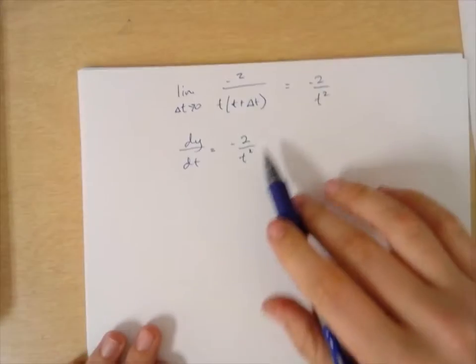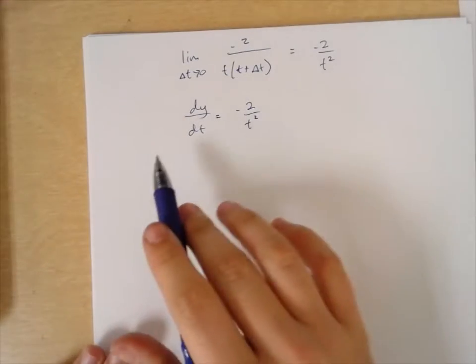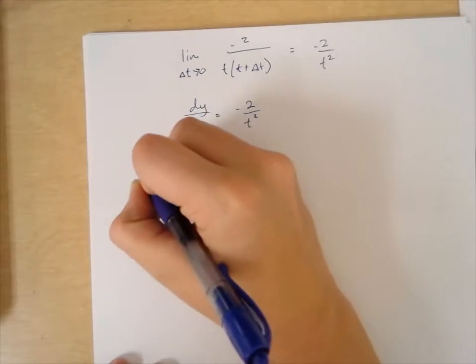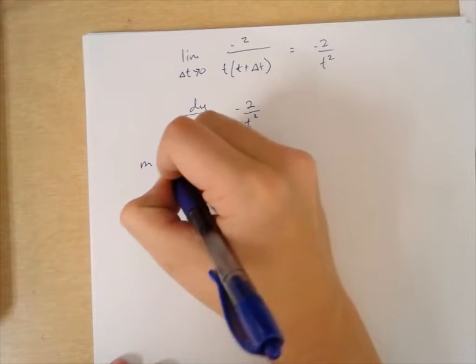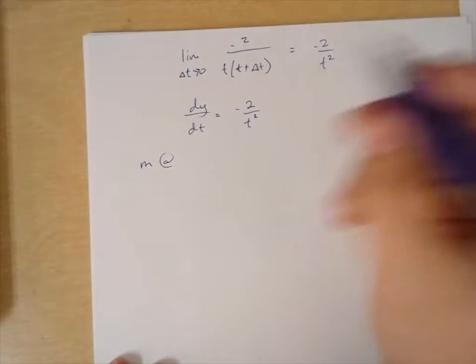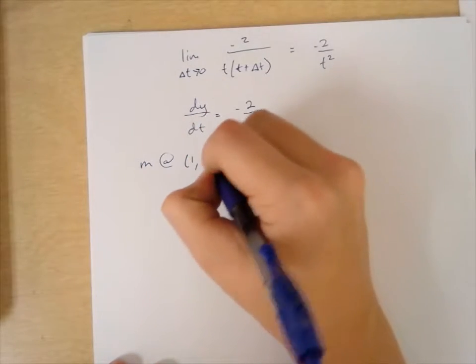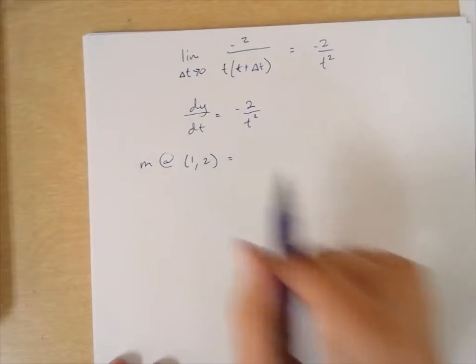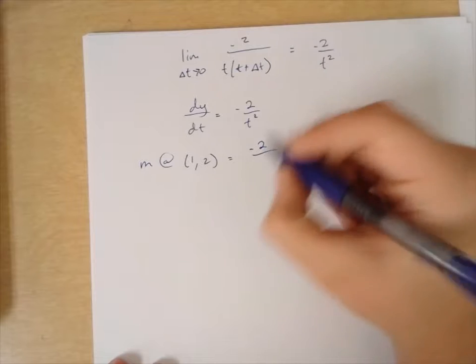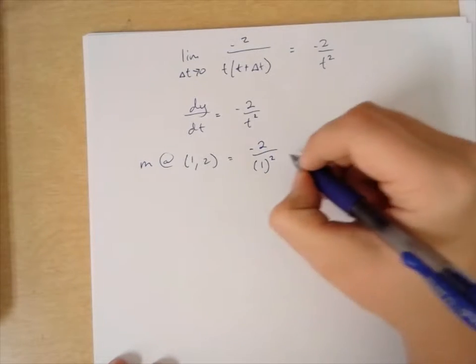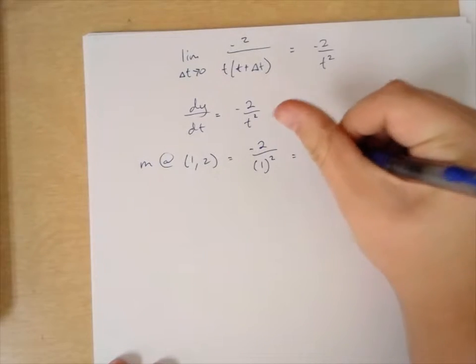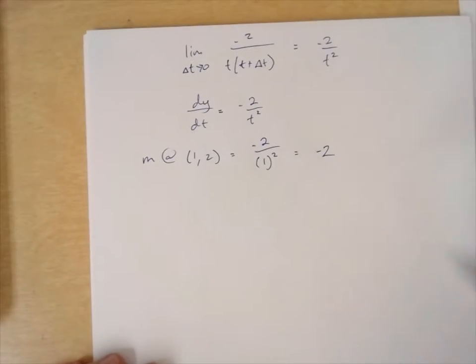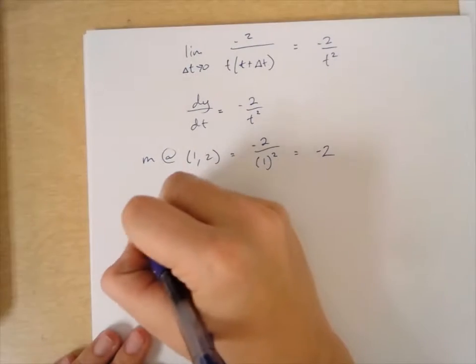So now when we're trying to find the slope at a given point, we want to know the m at 1, 2. We substitute in that 1 to our derivative. So we get negative 2 over 1 squared, which gets us negative 2. Fabulous.